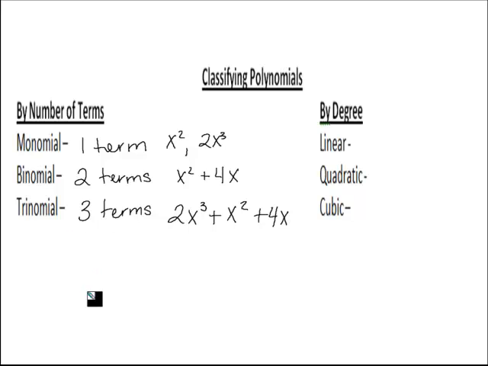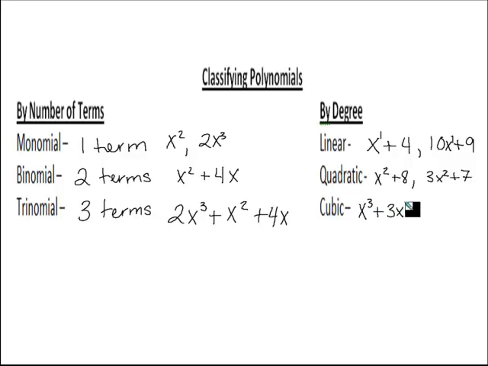All of these are polynomials, poly meaning many, and if we get into more than three terms, then we just say polynomials. We don't really classify them any higher than that, although you can. We also classify by degree. We've already looked at linear expressions, which would be something like x plus 4 or 10x plus 9, okay, where the highest exponent is 1. Quadratics, the highest exponent is 2, so x squared plus 8 or 3x squared plus 7. And then cubic is highest exponent of 3, so x cubed plus 3x squared minus 10 would be a cubic expression. So we're going to do some practice with that.